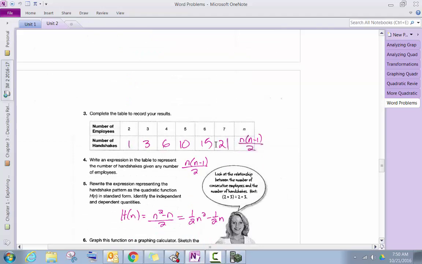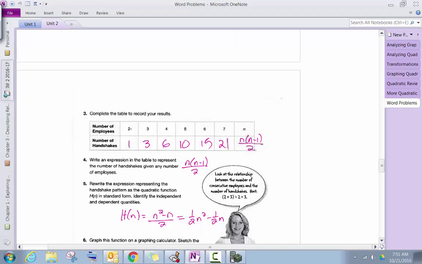So here's our pattern. 2, 1, 3, 3, 4, 6, 5, 10, 6, 15, 7, 21. That's just what we got from counting. Now, to find our pattern, well, how do we get from 2 to 1, or 3 to 3, or 4 to 6, or 5 to 10? Well, a couple different ways we can kind of look at that. But what it boils down to is we're multiplying a number, the number of employees, by 1 minus itself.